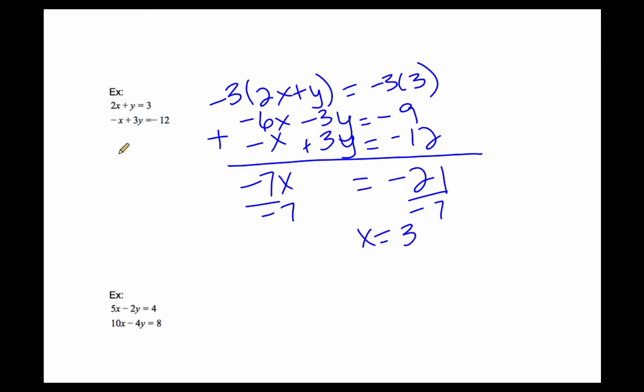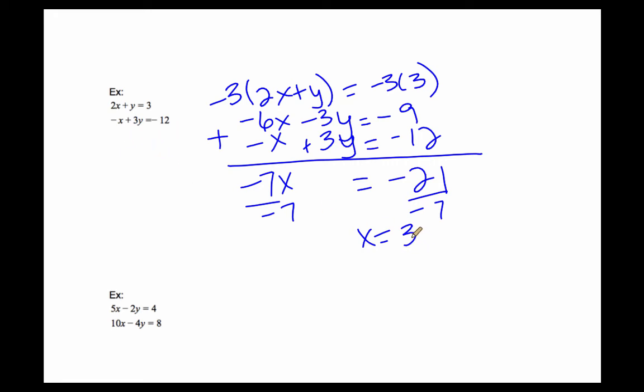Okay, so we couldn't eliminate originally, but once we multiplied the top by negative 3, we were able to eliminate, and that's totally fair as long as you do it on both sides. Okay, by the way, we could have also multiplied the bottom by 2. If we would have multiplied the bottom by 2, then this would have been a 2 and this would have been a negative 2, and they would have canceled. Okay, so you had options there.